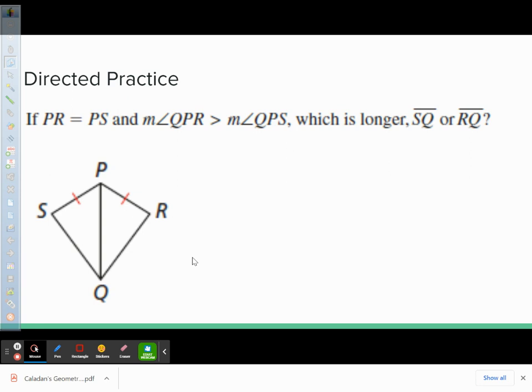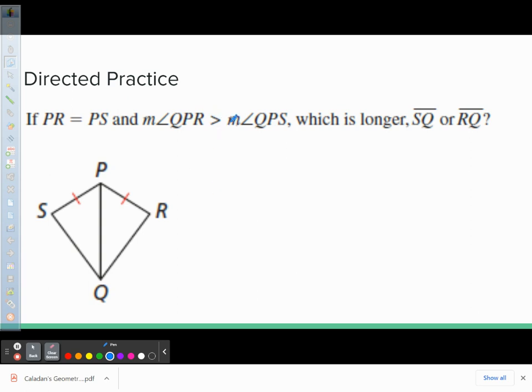If the length of PR is equal to the length of PS, and the measure of angle QPR, notice I did not have this on your paper, notice the measure of angle QPR is greater than the measure of angle QPS. Which is longer, SQ or RQ? Make sure you fill out this greater than symbol, because I whited it out so everybody would be paying attention.